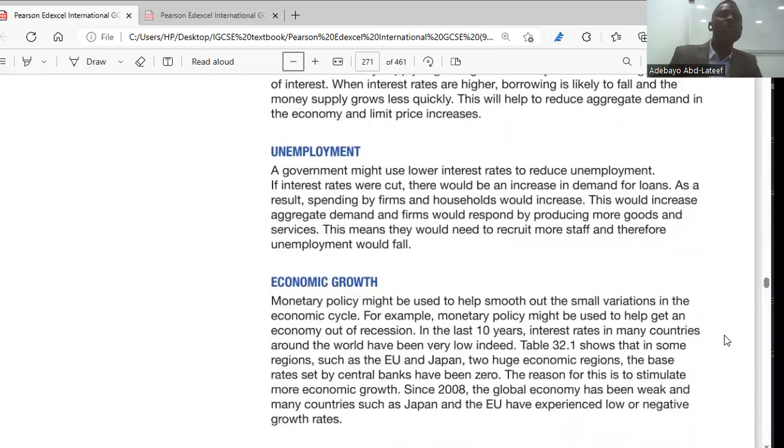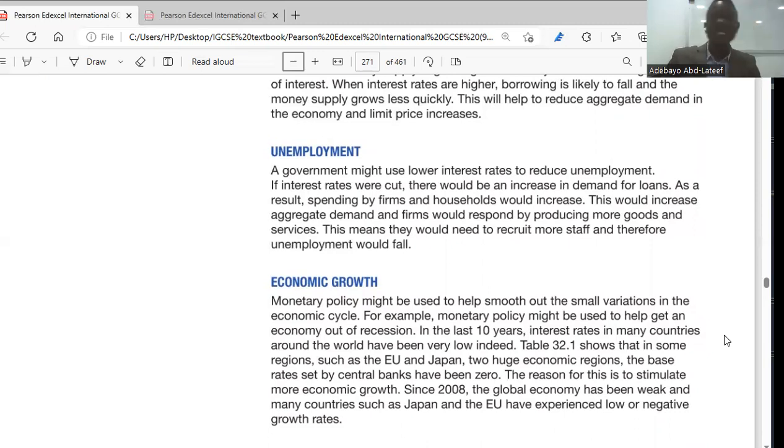So a government might use lower interest rates to reduce unemployment. If interest rates were cut, there would be an increase in demand for loans. As a result, spending by firms and households would increase. This would increase aggregate demand, and firms would respond by producing more goods and services. This means they would need to recruit more staff, and therefore unemployment would fall. We call this expansionary monetary policy.